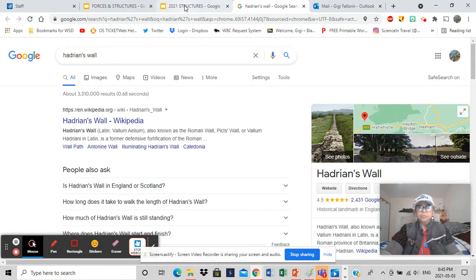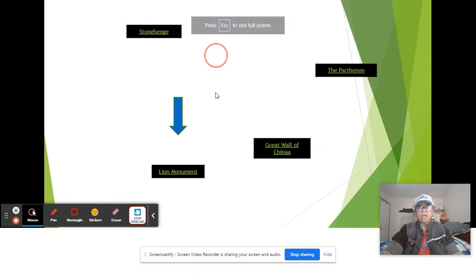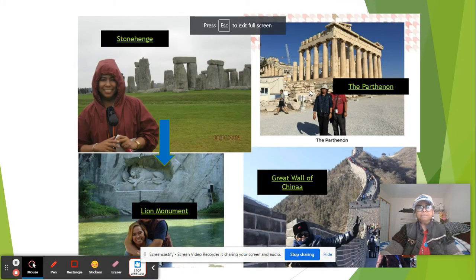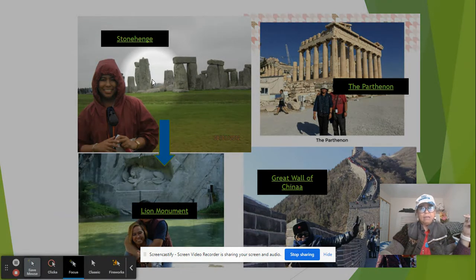Now, what else do we have here? So that would be on the mass structures. Now, I mentioned earlier Stonehenge. So I was fortunate enough to see Stonehenge. So as you can see from the background here, they look like just big piles of stones put together.